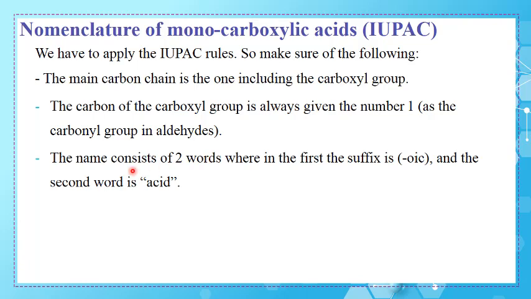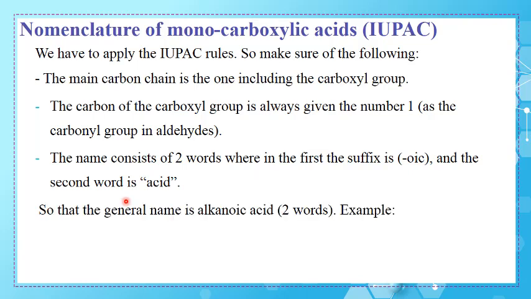The name of carboxylic acids consists of two words, where in the first, the suffix, meaning the ending of this word, is oic, and the second word is acid. So let's consider an example. The general name will be alkanoic acid, two words. Don't stick a lot to this if it bothers you, but this is the general name that fits all carboxylic acids. What do we mean by alkanoic?